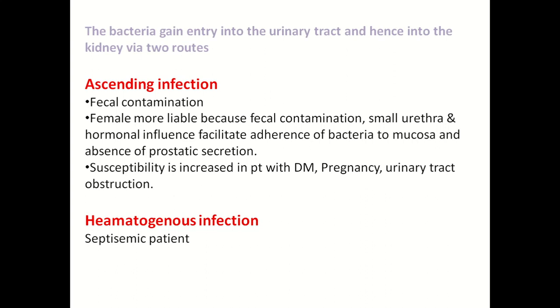The bacteria gain entry into the urinary tract and hence into the kidney via two routes. So how do bacteria gain entry? With the help of two routes, whether it is ascending infection or hematogenous infection.